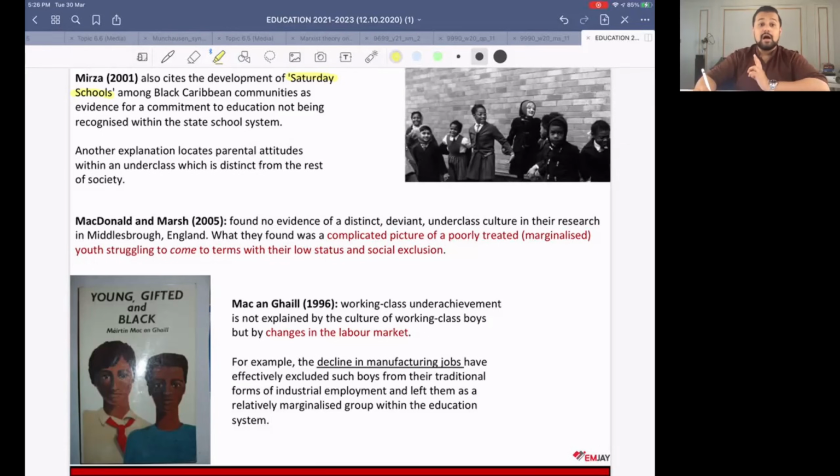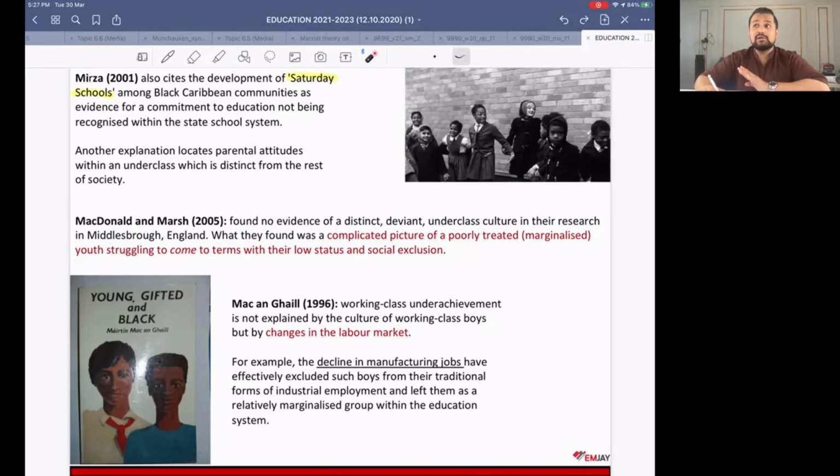Number two, another explanation locates parental attitudes within an underclass which is distinct from the rest of society. Moving on, according to McDonald and Marsh, in 2005, they found no evidence of a distinct deviant underclass culture in their research in Middlesbrough, England. What they found was a complicated picture of poorly treated youth struggling to come to terms with their low status and social exclusion. It's not only about education.